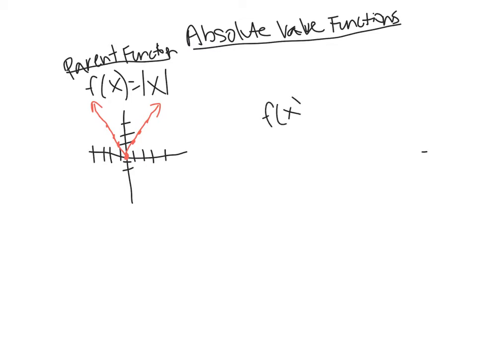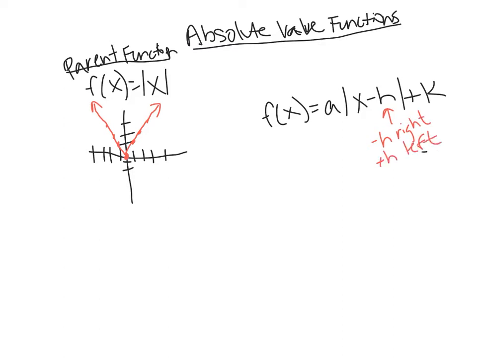Now what if I don't have plain Jane? What if I have different transformations to that graph? If I have something added or subtracted on the inside, you think opposite. If it's a minus h, you're actually moving to the right that many units. If it's adding h, you're going to move to the left that number of units. So inside, think opposite. Write that on there.